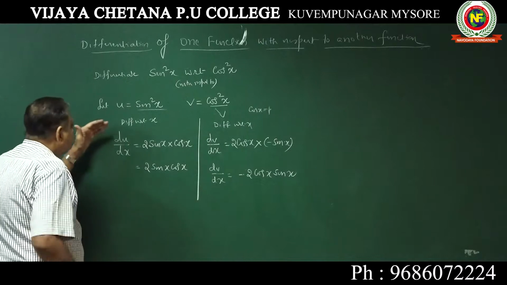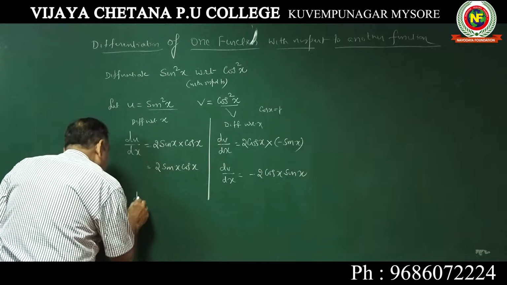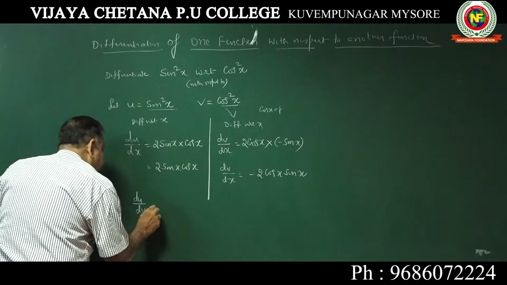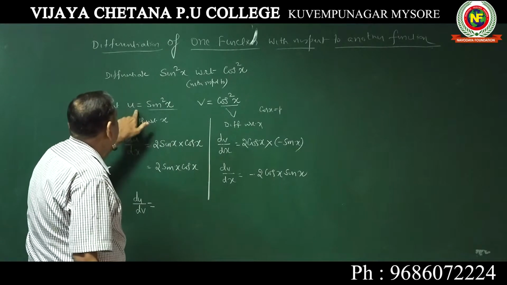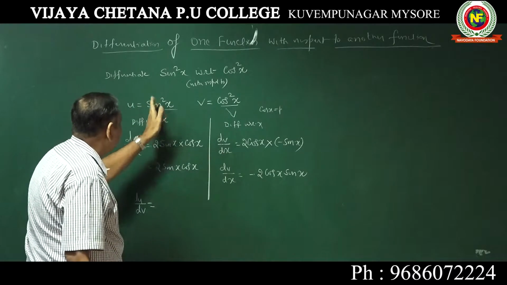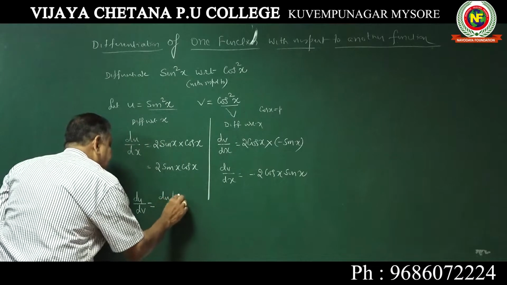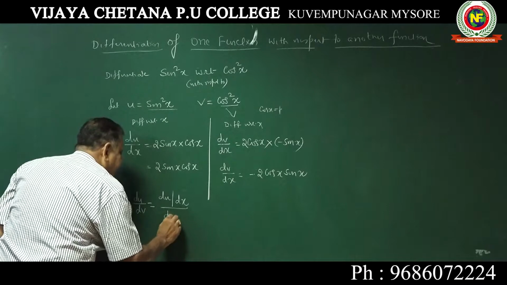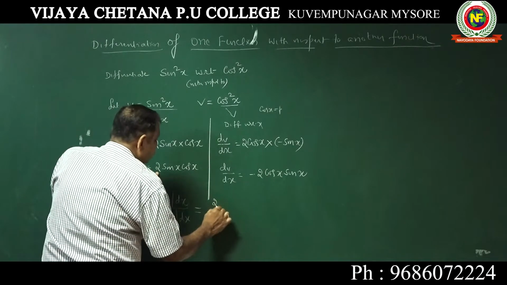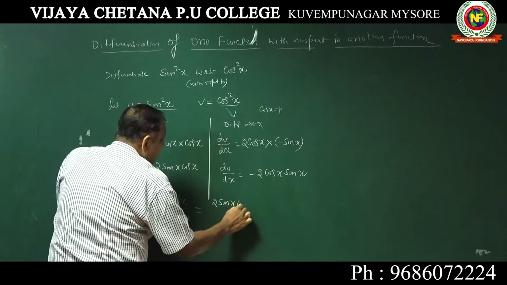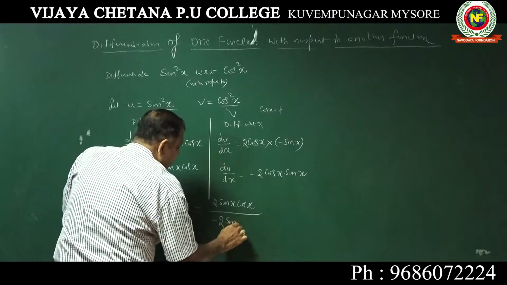Now you have to do this with respect to this, that is du by dv you have to find out. Now it is du by dv, first function. Suppose it asks this with respect to this, then dv by du you have to do. Here it is du by dv. Normally they ask first function with respect to second function. du by dv is du by dx divided by dv by dx, that is 2 sin x cos x divided by minus 2 sin x cos x.